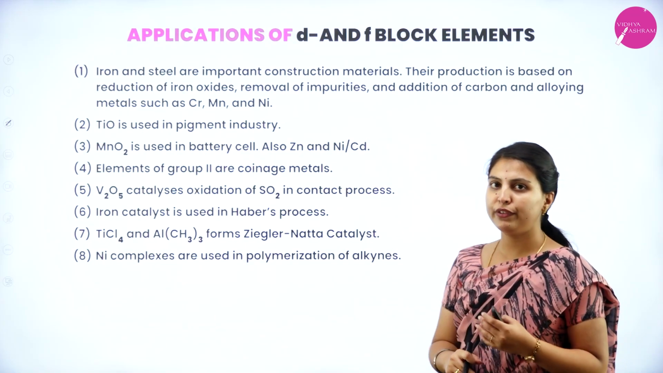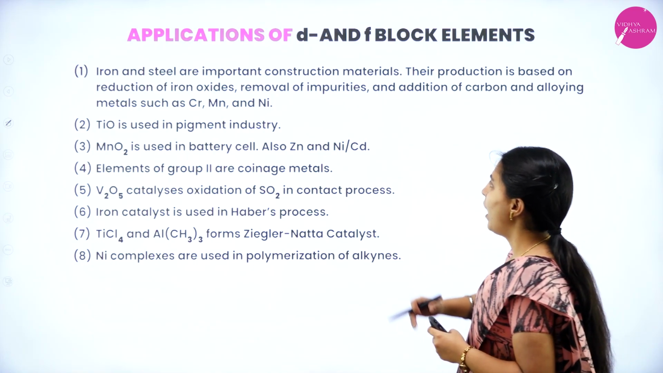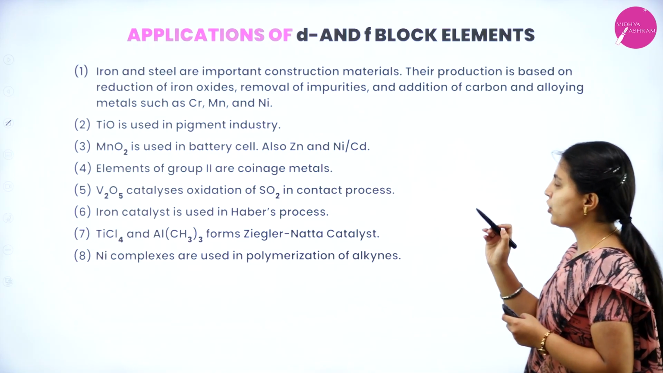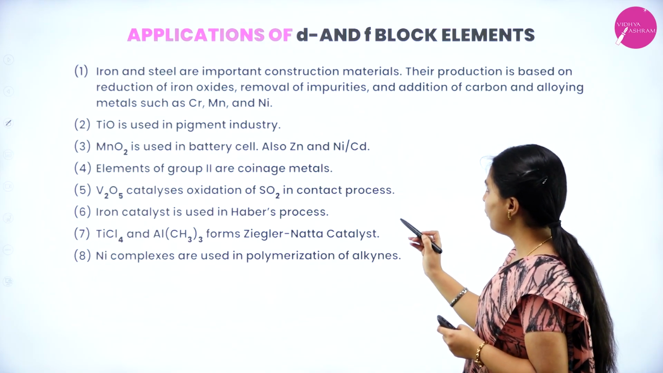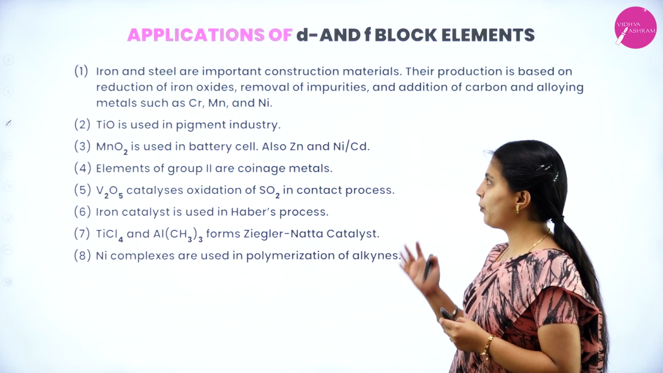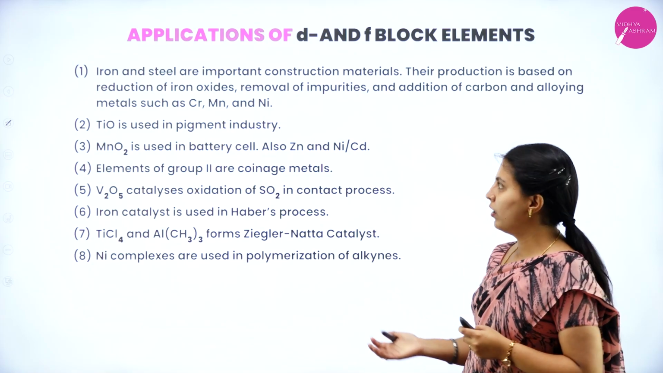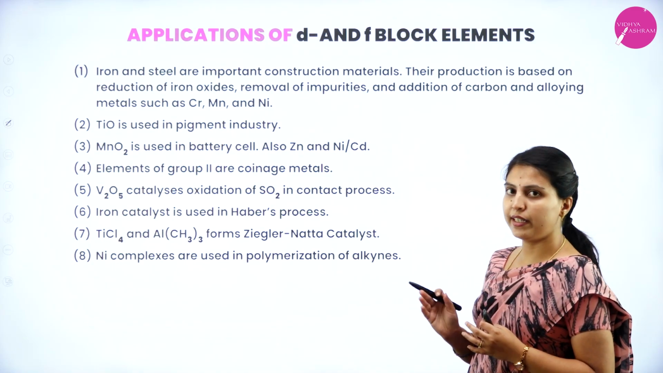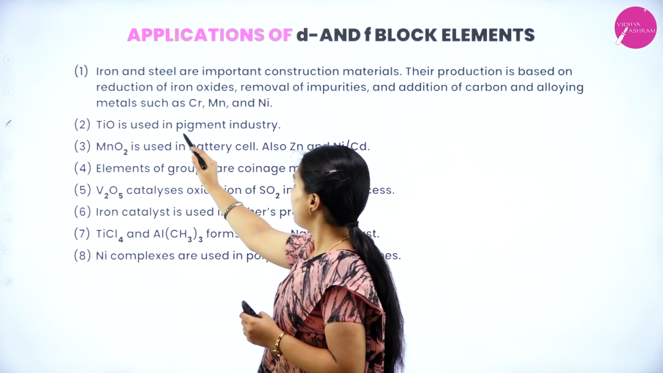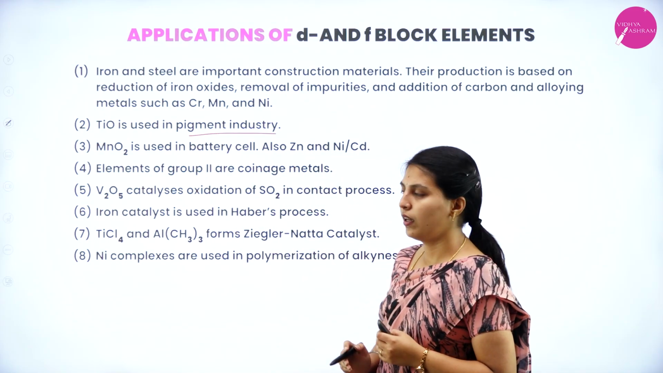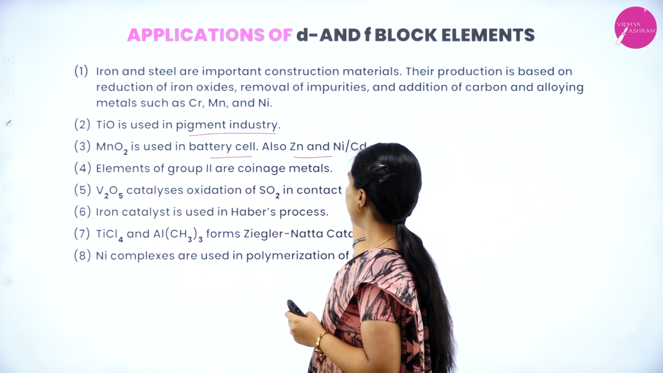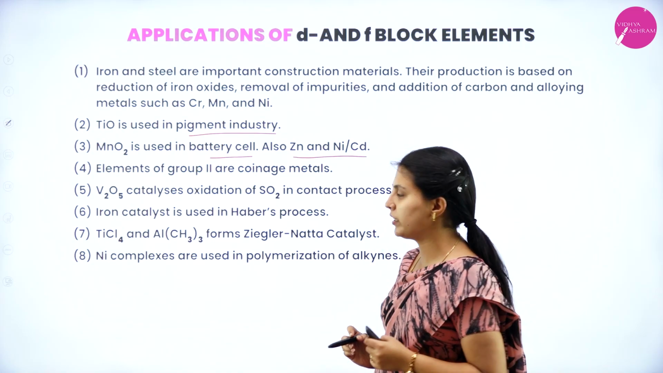Next, applications of d and f block elements. Iron and steel are important construction materials. Their production is based on reduction of iron oxides, removal of impurities and addition of carbon and alloying metals such as chromium, manganese and nickel. Titanium oxide is used in pigment and coloring industries. Manganese dioxide is used in battery cells, also zinc and nickel or cadmium in batteries.